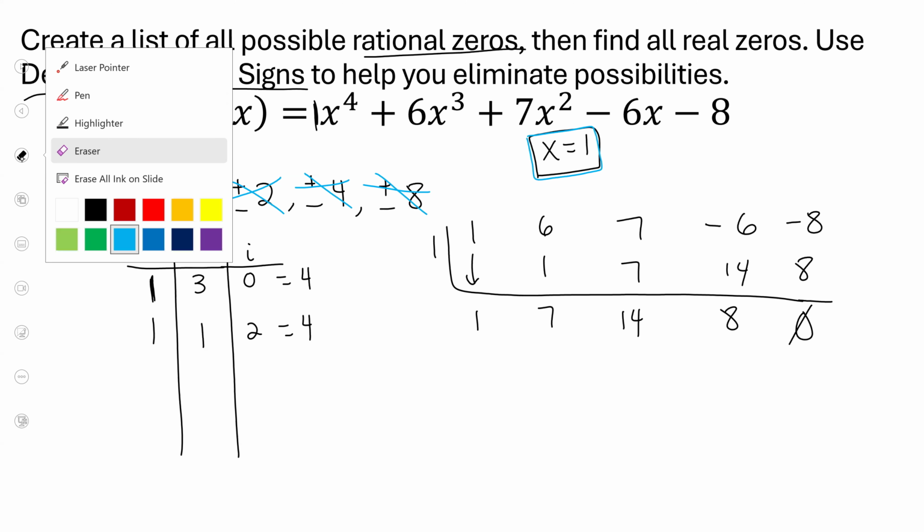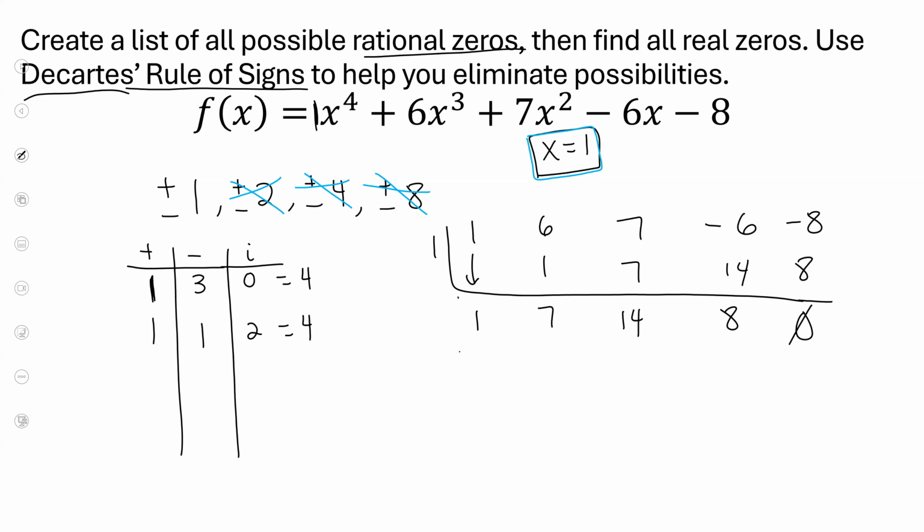Let's test some negative answers now. So with this, I'm going to test -1. Let's see if this works. Multiply, add, multiply, add, multiply, add. I get 0. Yay, that worked.